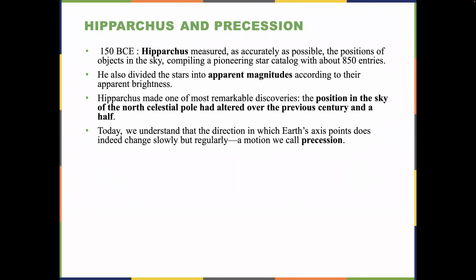So what he did was try to locate all these bright stars, record the positions of these 850 stars, and make a catalog. We call these entries a catalog of stars. He has 850 stars with their positions recorded, and he also divided these stars into apparent magnitudes according to their brightness.